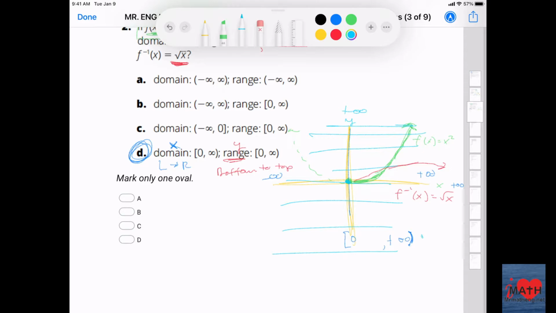So the range is also the same thing. That means your output values are from 0 all the way up to infinity, including 0. And so that would only be these 3 options, and the only correct one that has it is D. So for question number 2, the answer is D.